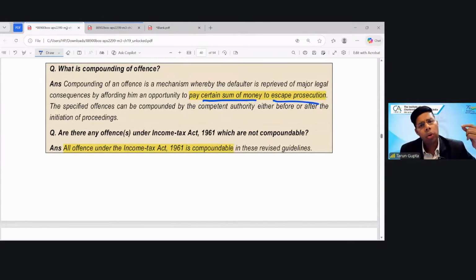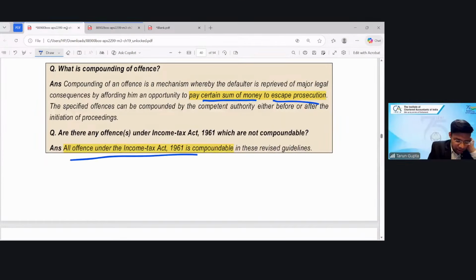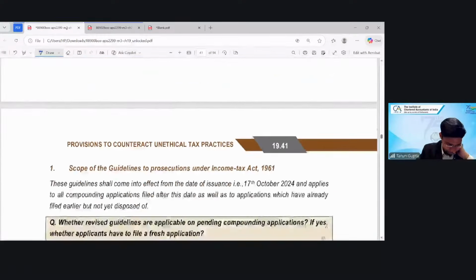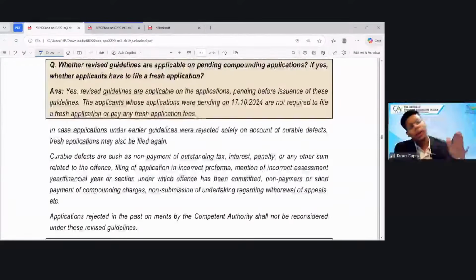Are all offenses compoundable? No. Generally, all offenses are not compoundable. But under the Income Tax Act, all offenses are compoundable. In other laws, there may be some offenses which are not compoundable, for which the defaulter has to go to jail. But under the Income Tax Act, there is no offense which cannot be compounded. So whatever you do, you can escape jail, can escape prosecution by paying the compounding fee. So all offenses in the Income Tax Act are compoundable. You just keep on listening to this. It's not very important from an exam point of view, but you must have an idea.